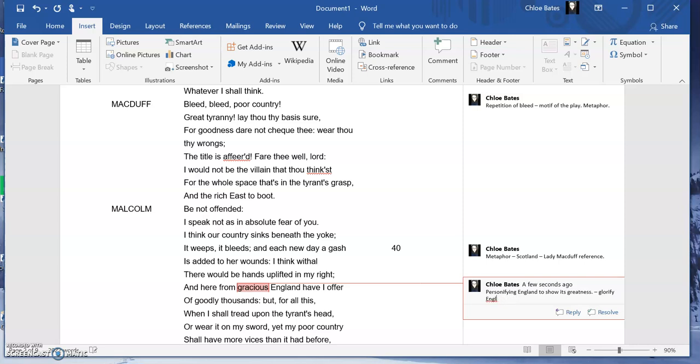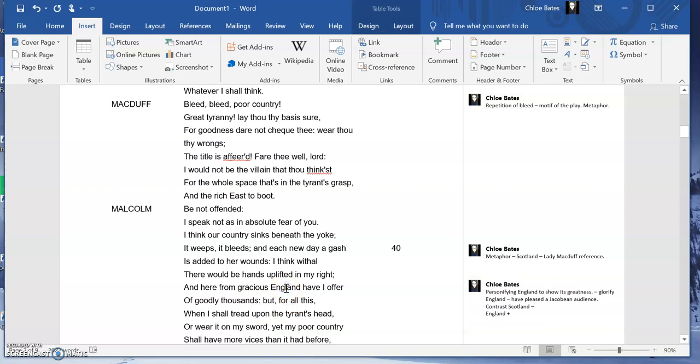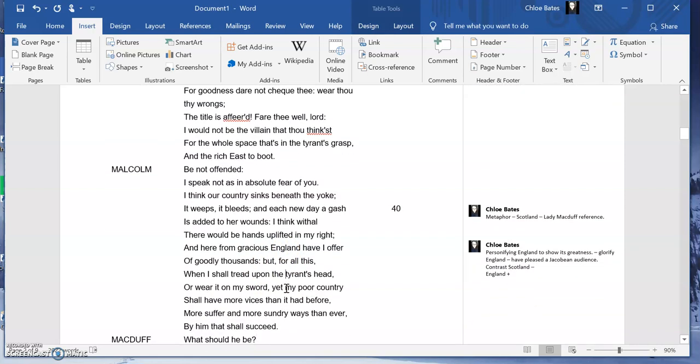which would definitely have pleased a Jacobean audience, because we would have seen this in England. And we'd want to see our country as superior and better. So we've got a contrast for Scotland being quite negatively portrayed and England being positively portrayed. But also please King James having everything come together and England being the dominant place that is the gracious and good. Right. But for all this, when I shall tread upon the tyrant's head or wear it on my sword, yet my poor country shall have more vices than it had before, more suffer and more sundry ways than ever by him that shall succeed.